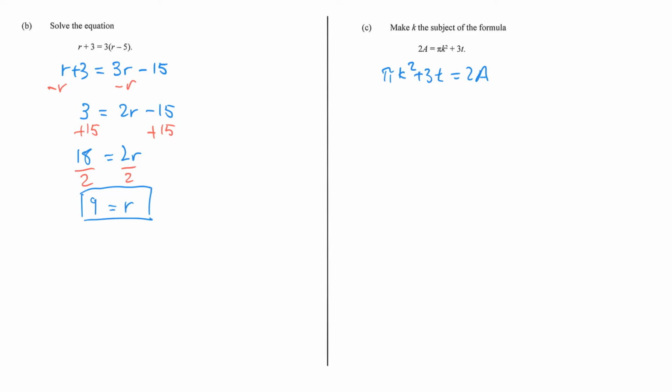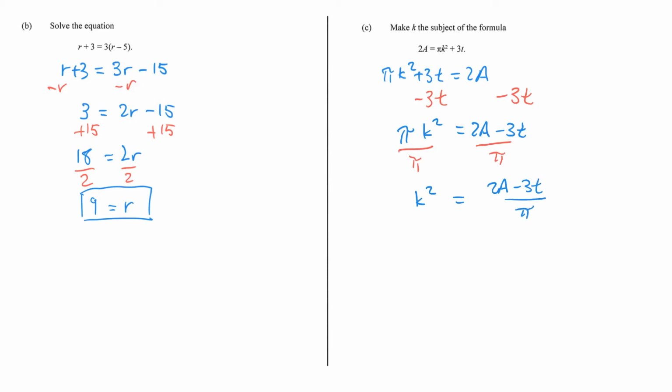So to get k by itself, I might start by subtracting 3t from both sides, giving me pi times k squared equals 2a minus 3t. Then I can divide both sides by pi to get k squared equals 2a minus 3t divided by pi. And then lastly, to get k on its own, I would take the square root of both sides. This gives me k equals square root of 2a minus 3t divided by pi.